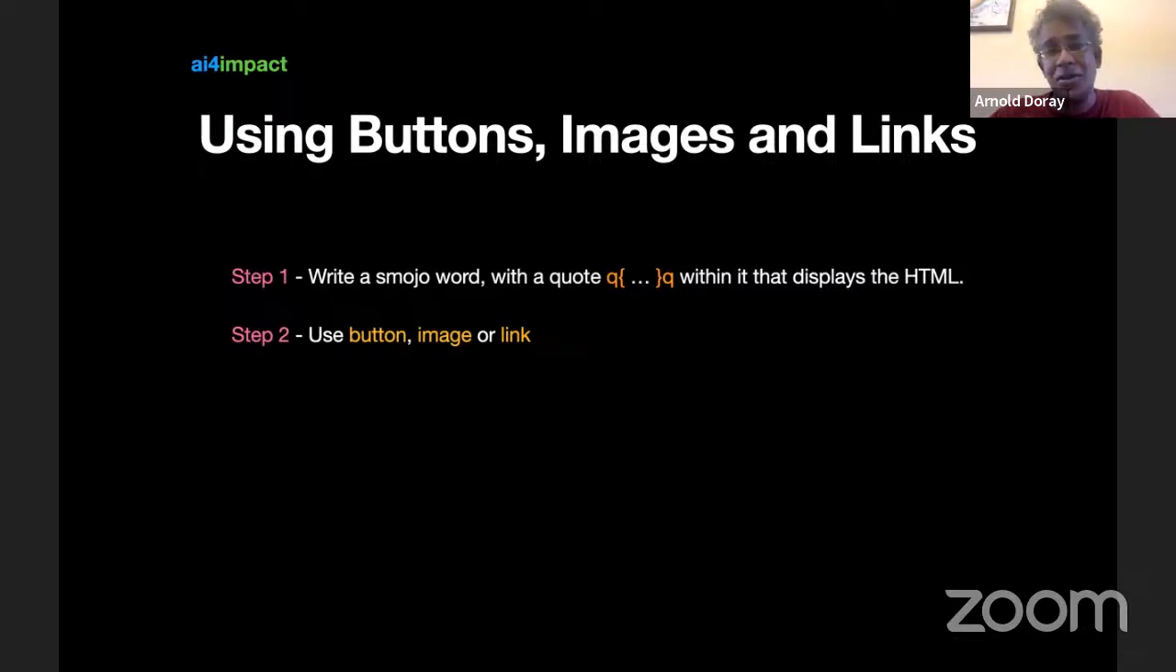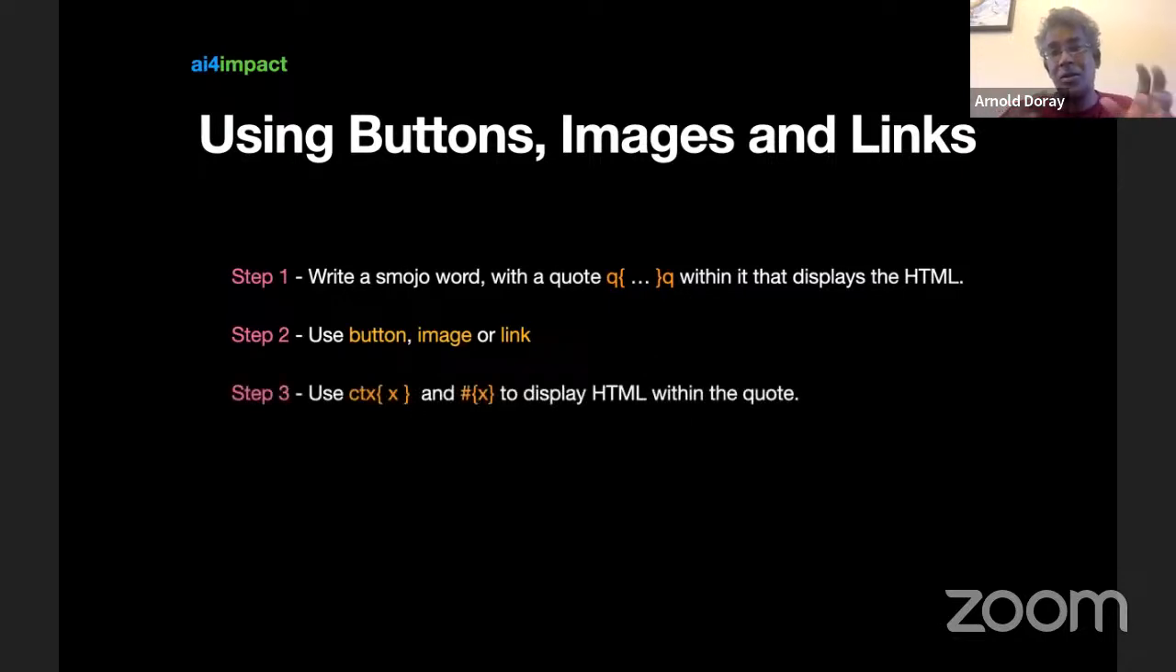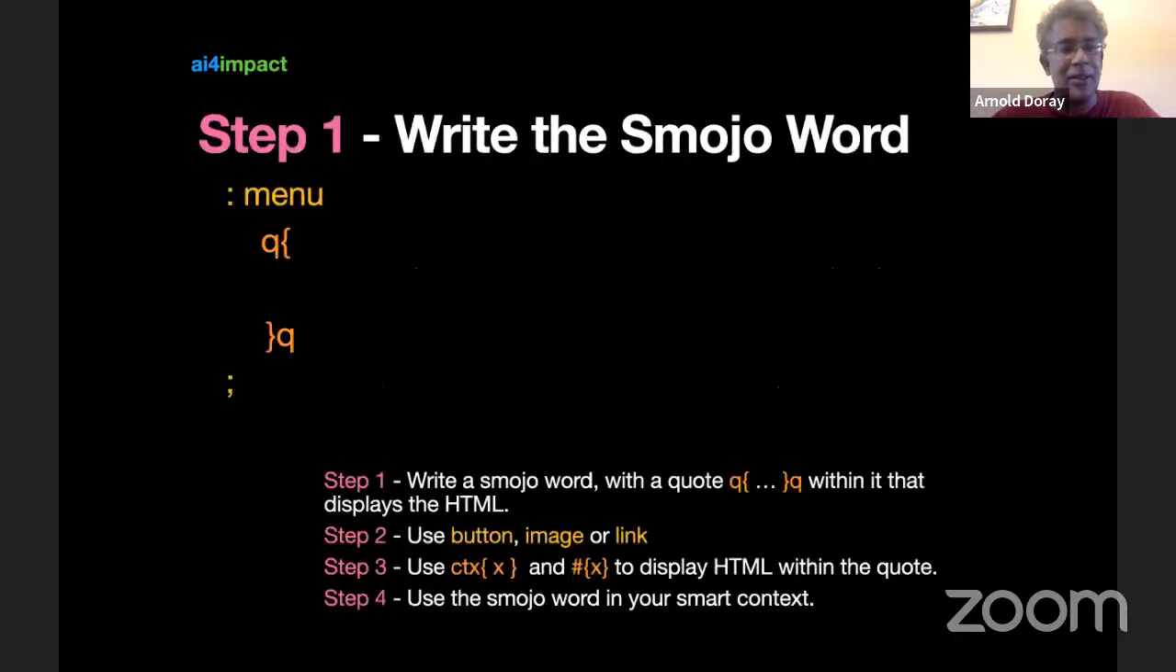So the second step, of course, is to use the button, image, or link. And then you've got to use something called a binding, a template variable. And that is using CTX. I'll show you, don't worry too much about step 3. I will show you how it's done. And step 4 is just to use that Smojo word like how you would use any other word in your smart context. Okay, fairly straightforward.